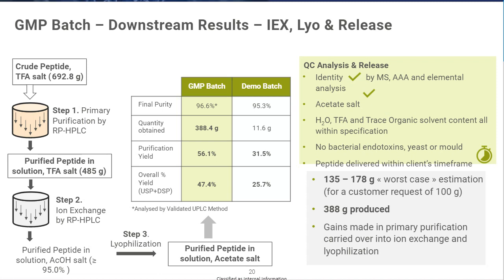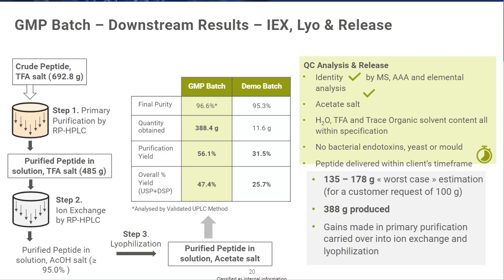So you can see that a lot of these parameters have improved, and we have a significant amount of material for what we wanted. So we tested, of course, the peptide at the end of our campaign. Again, the identity was confirmed by MS, amino acid analysis, and also through an elemental analysis. We were able to confirm that it was an acetate salt. In terms of residual water, TFA, and trace organic solvents, we were all within specification. We had very little left. We were able to find that there were no bacterial endotoxins, yeast, or molds, and the most important thing, of course, we were able to deliver the peptide within the client's time frame. So it was able to meet their requirements for their clinical trials.